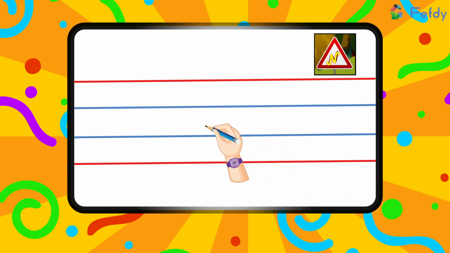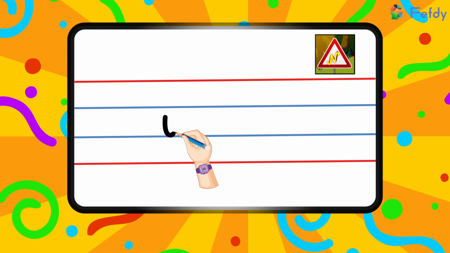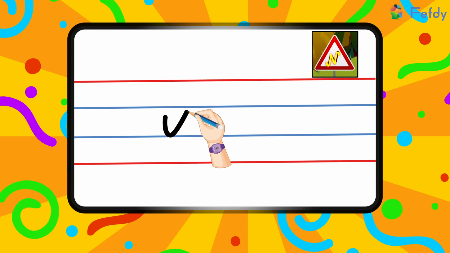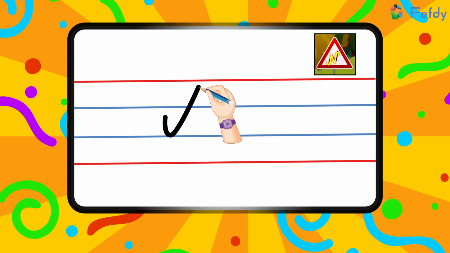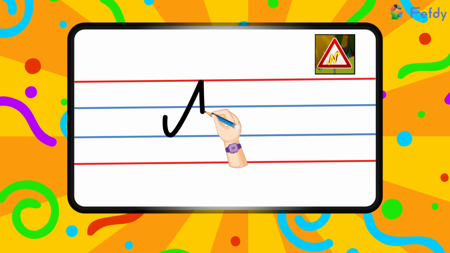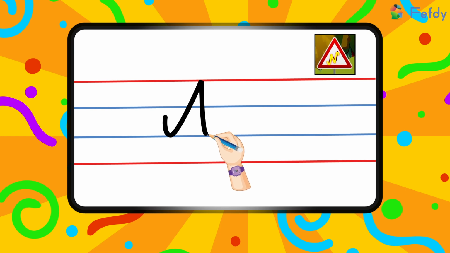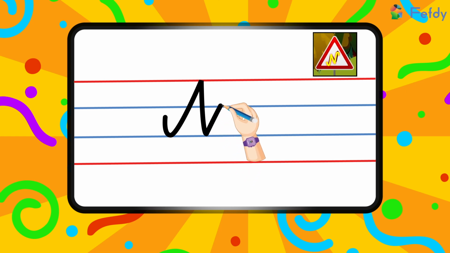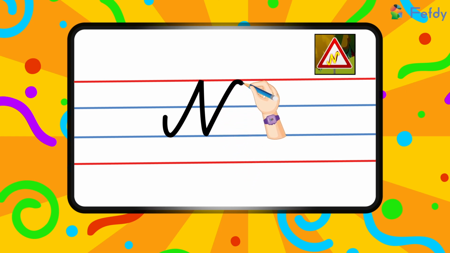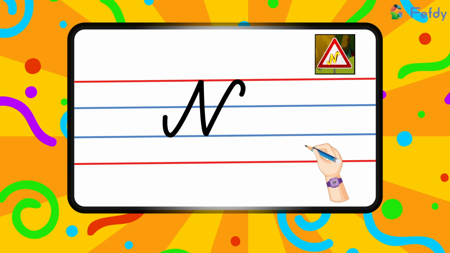Let's start at the point between the two blue lines. We will make a little curve like this and draw an upward standing line to the top red line. From this point, we will draw a simple rightward downward slanting line to the bottom blue line. And then we will draw an upward standing line back to the top red line and end it with a curve. And that's it. Here we have it, the capital cursive letter N.